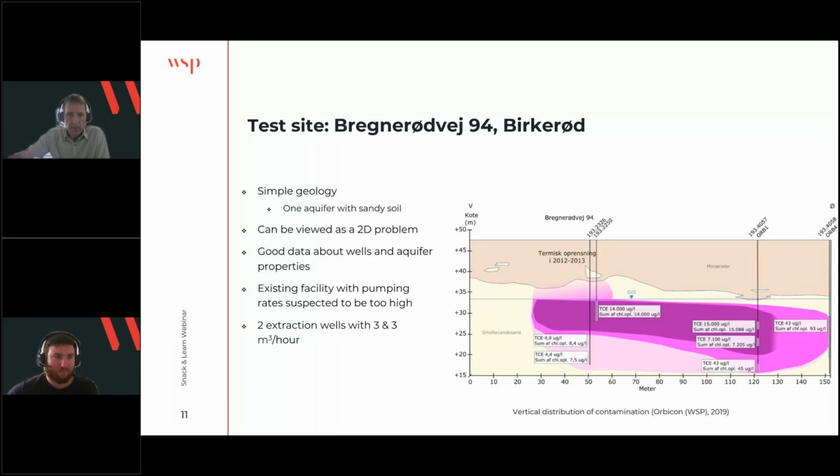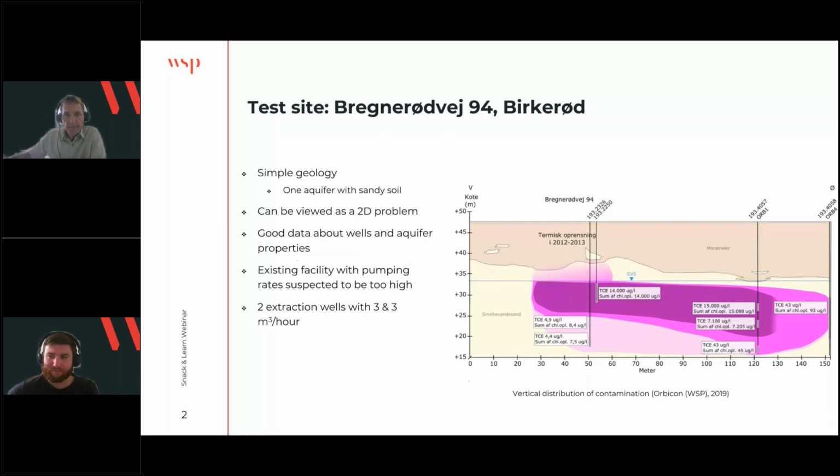And it was a good test site to use for the development project because it was simple geology. We had one aquifer with sandy soil. We could view it as a 2D problem, and we did have good data about the wells and the aquifer properties. The pumping wells, there were 2 wells in the pump, each with 3 cubic meters per hour. That's in total 6 cubic meter per hour. And we had a suspicion it was too much, not necessary to pump with these pumping rates. So now I would like to give the word to Andreas.